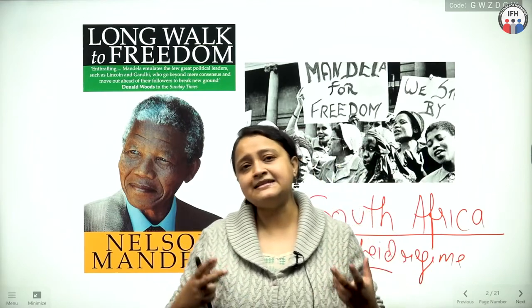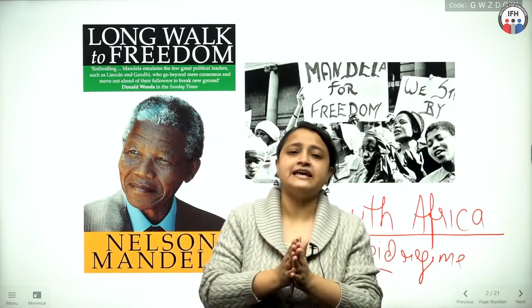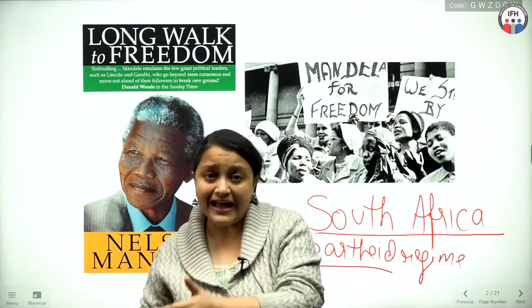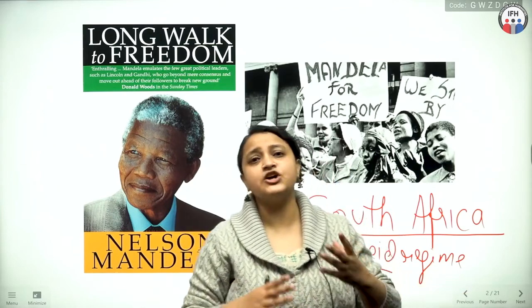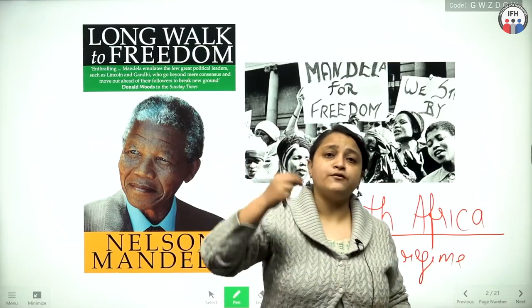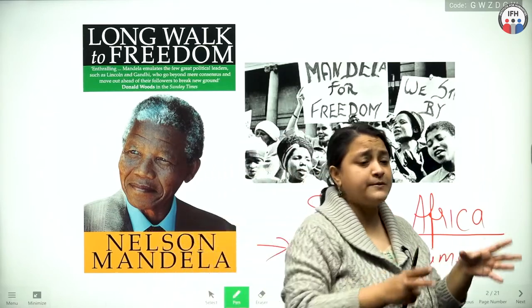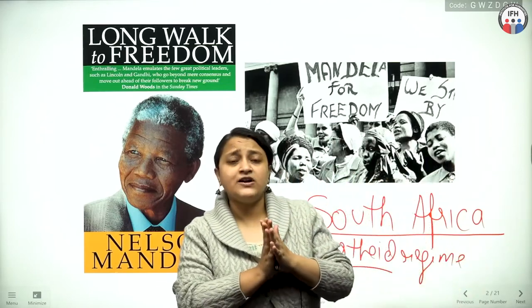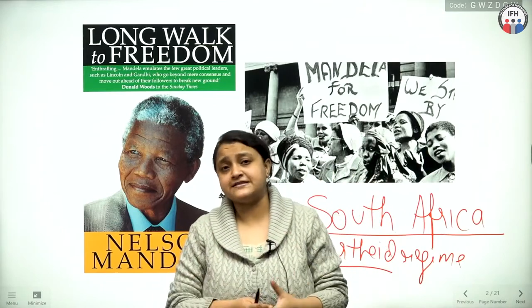They created laws in which there was complete segregation of the native people or the black people, the colored people, vis-a-vis the white people. So the segregation was based on race. The segregation became so profound, so severe, that the black people were kept in particular parts of the town. They did not have the freedom to move easily in different parts of the town.